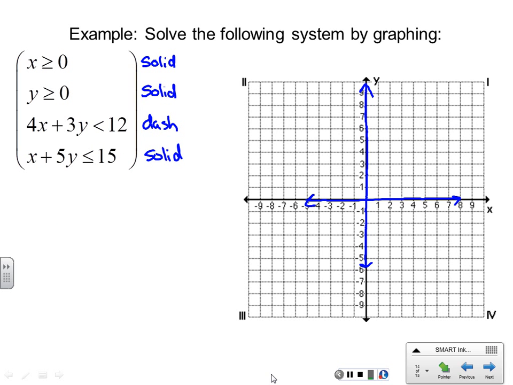Okay, so let's start putting this together. For the first one, you can only have x values greater than 0. So that's going to be this way, right? So this line here, you would color these. The next one says y has to be greater than or equal to 0, which means it's all of those, right? You take the y-axis and it's all of your numbers greater than 0. So what quadrant are we talking about? You're talking about quadrant 1. So your solution can only be in quadrant 1.